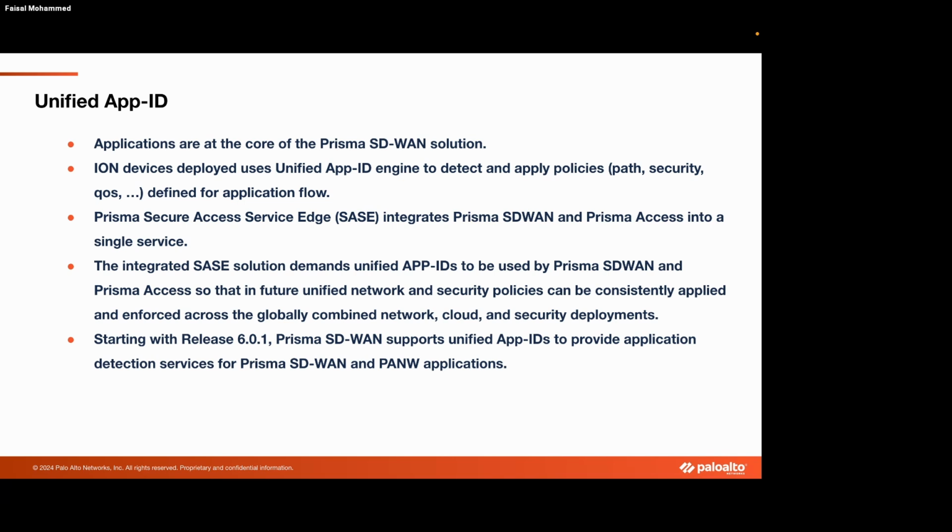So this particular unified app ID is coherent. It synchronizes with Prisma Access also. Both of them have the same. We have an increased number of applications supported through this, and starting with 6.0.1, Prisma SD-WAN can use the unified app ID. Prior to 6.0.1, we use the legacy apps which are limited, but now the app engine is unified for both Prisma SD-WAN as well as Prisma Access.